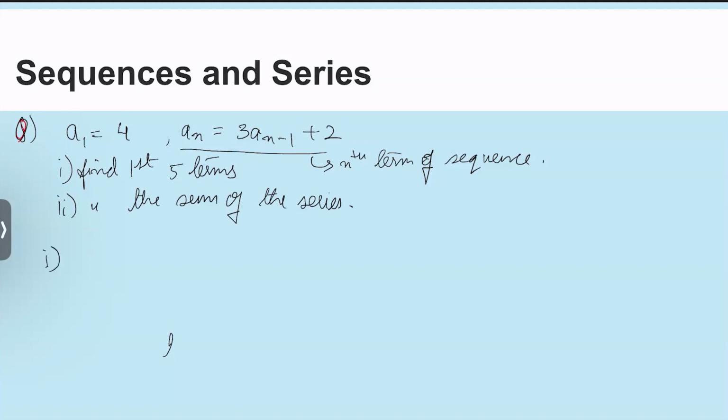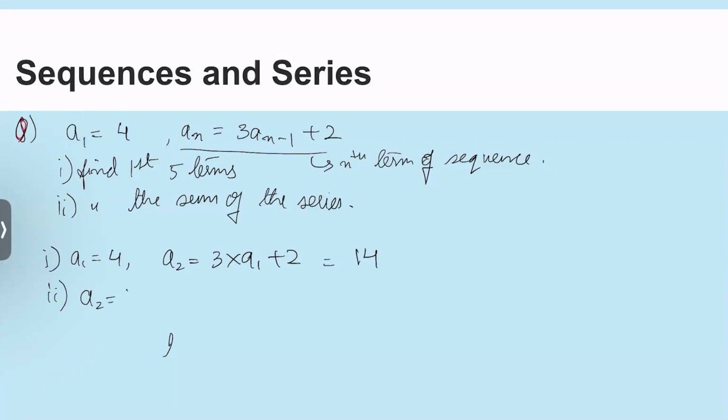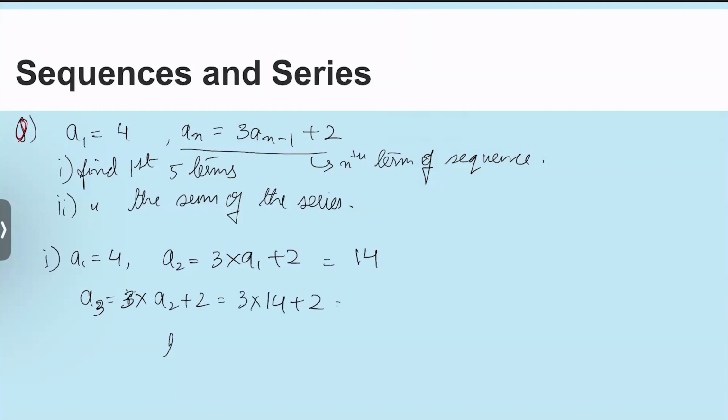So the first one, you will have A1 is equal to 4. Now you have A2 is equal to 3 into A(n minus 1) plus 2, so 3 into A1 plus 2. So this will be 3 into 4, that is 12, plus 2, so it is 14. Then A3 is going to be 3 into A2 plus 2. A2 is now 14, so 3 into 14 plus 2, so this is 42 plus 2. This is 44.